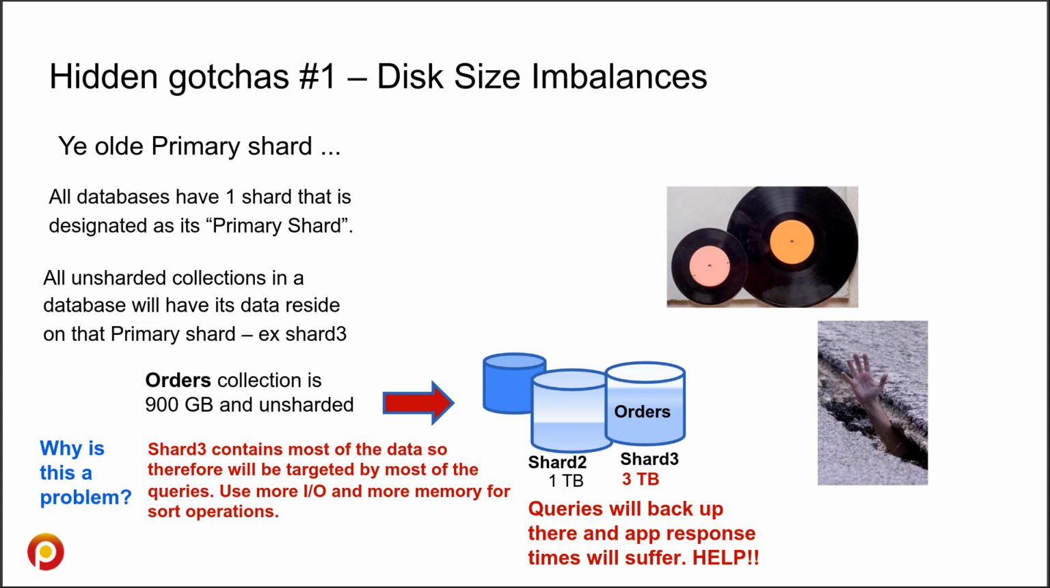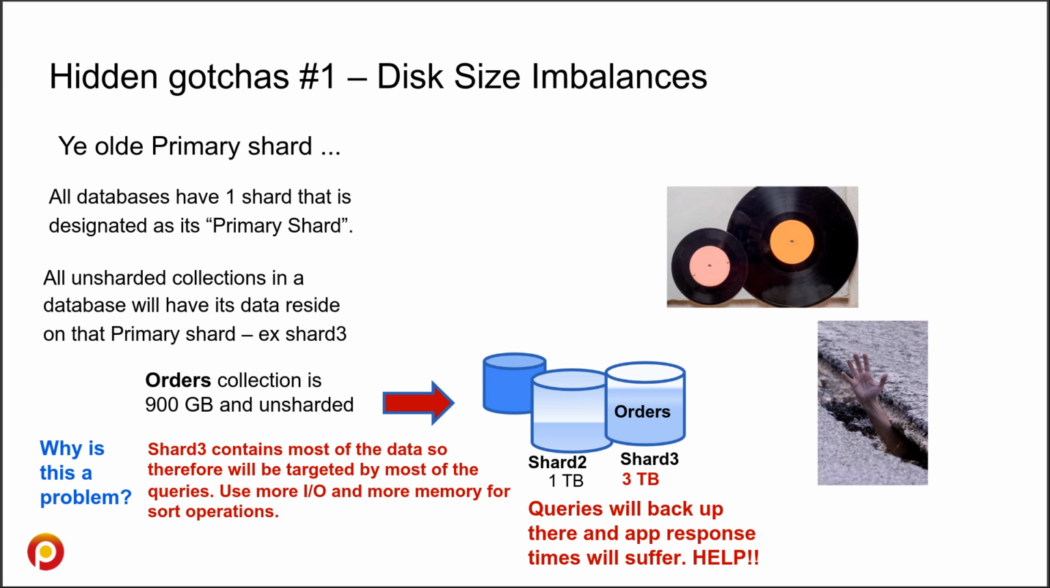Well, then that means that your primary for the orders for that database is going to be on shard 3. So you're going to have all of the data for your 900 gig collection and all the other ones on shard 3. That means you're going to be getting hit with I/O, and you're going to be hit with more memory if you have to do sort operations for all the queries, etc. And it's going to be targeted. So almost all traffic and activities and resources will be utilized there, right?